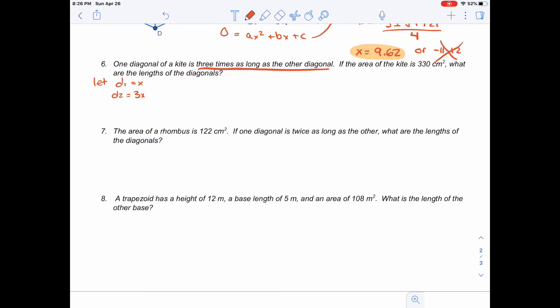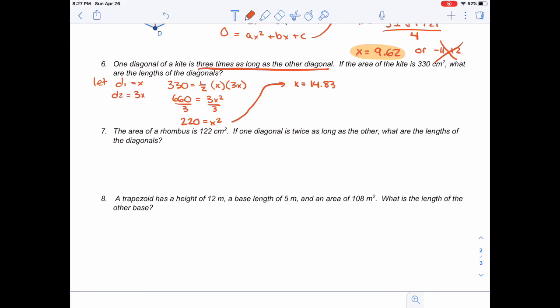So since we're dealing with a kite, we know that area formula is equal to 1/2 times your 2 diagonals. So I'm going to say 330 is equal to 1/2 times x times 3x. So to simplify that, I'm going to get rid of my half first by multiplying both sides by 2 and getting 660 is equal to, we're left with 3x squared here on the right. So to get x by itself, then we're going to divide both sides by 3, and we get 220 is equal to x squared. And then finally, take the square root, and we're going to get x is equal to 14.83.